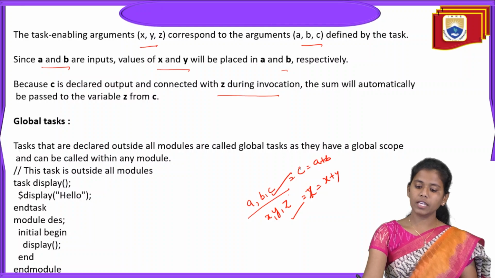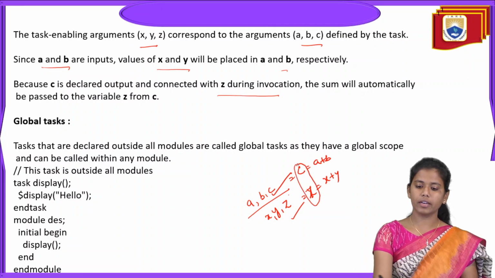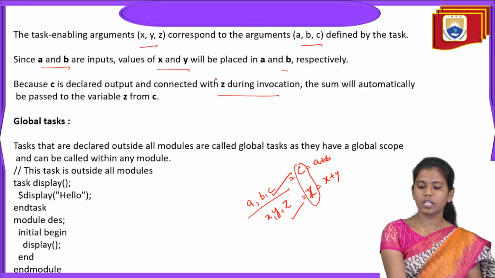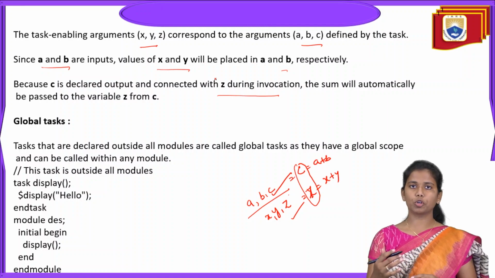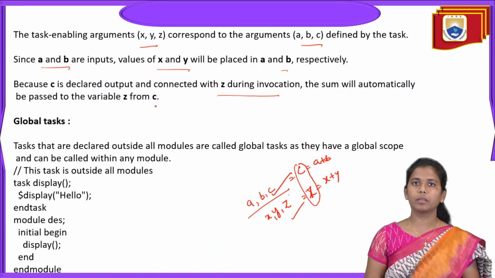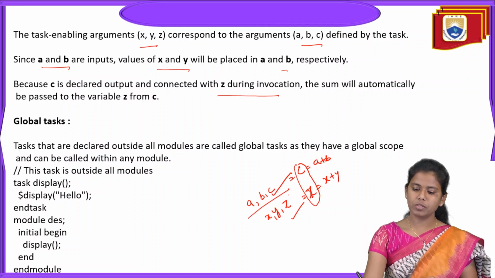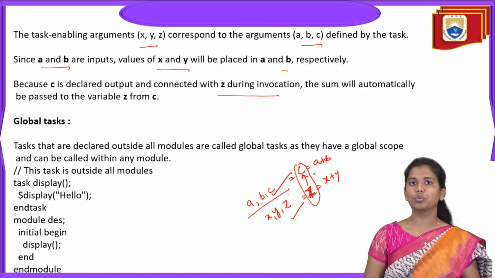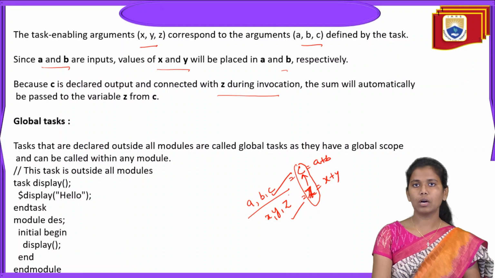So C is invoked with Z during the invocation, and the sum is automatically passed on to the variable Z from C. Okay, so this is how the calling takes place.